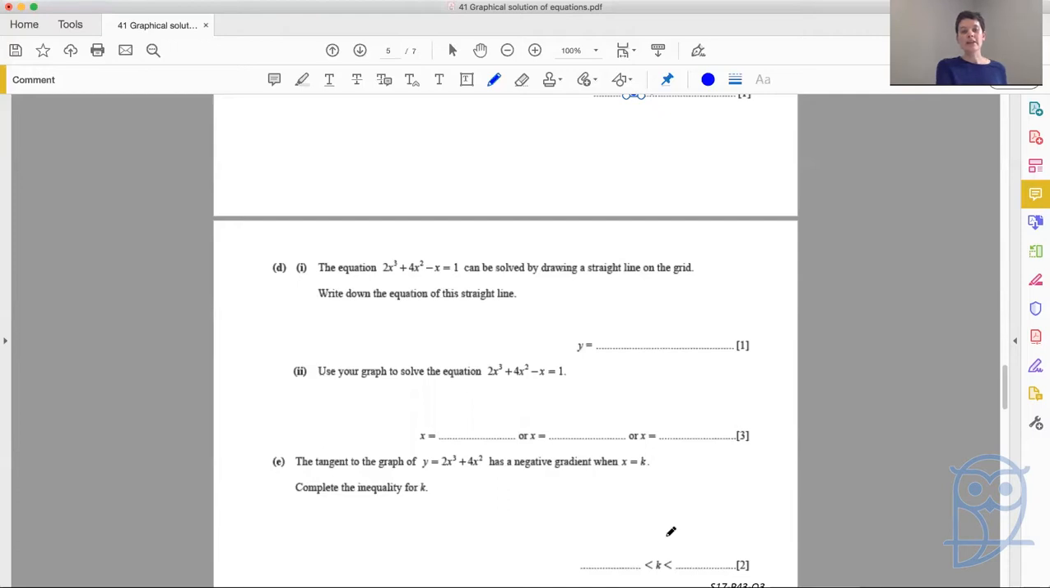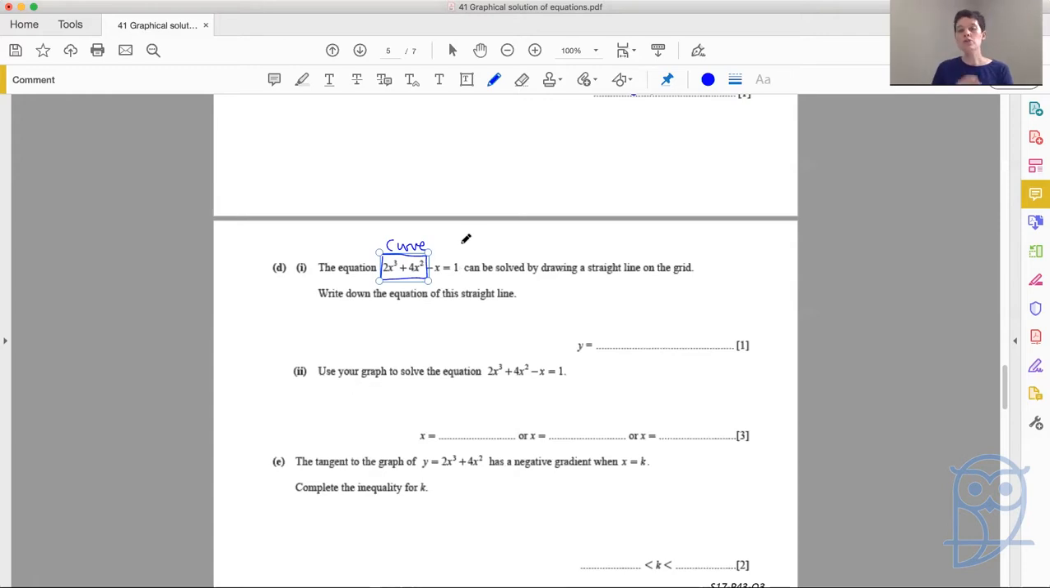So the first one here says the equation 2x cubed plus 4x squared minus x equals 1 can be solved by drawing a straight line on the grid. Write down the equation of this straight line. Now remember, first identify your curve. Your curve is this bit only, 2x cubed plus 4x squared.